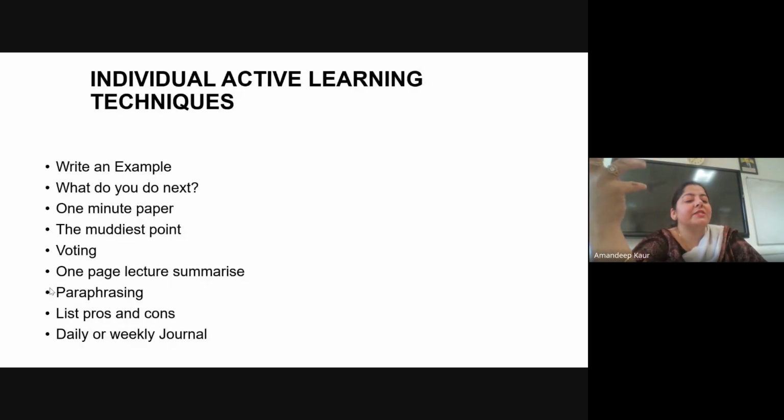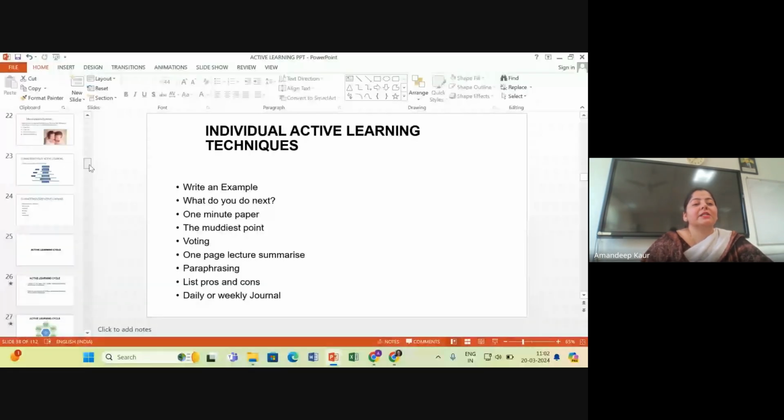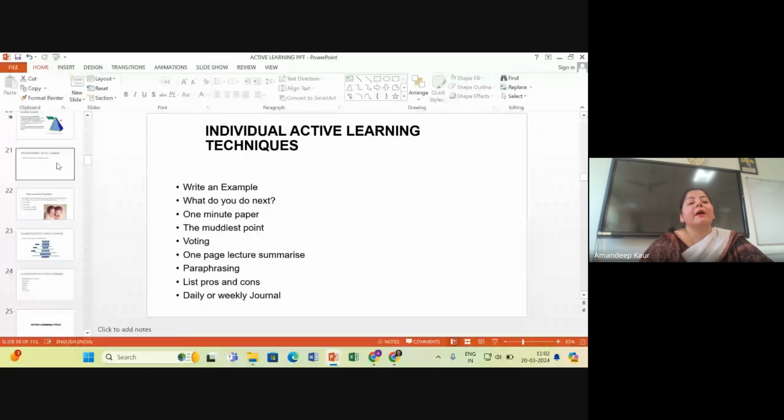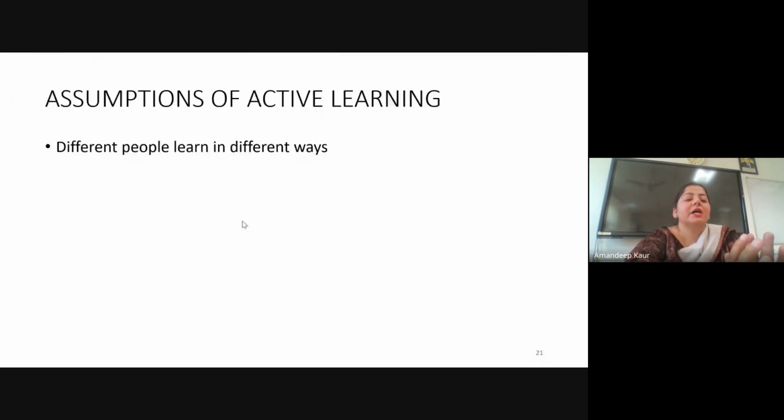Another can be paraphrasing, another can be listing pros and cons, or a one page lecture summarization. Suppose you have engaged a class today and you want your students to go through that information before they come to the next class. So I ask my students to write a one page lecture summarization, to give them reflection that up to this extent they are able to understand the content, and up to this level of effort they need to put in before coming to my next class.